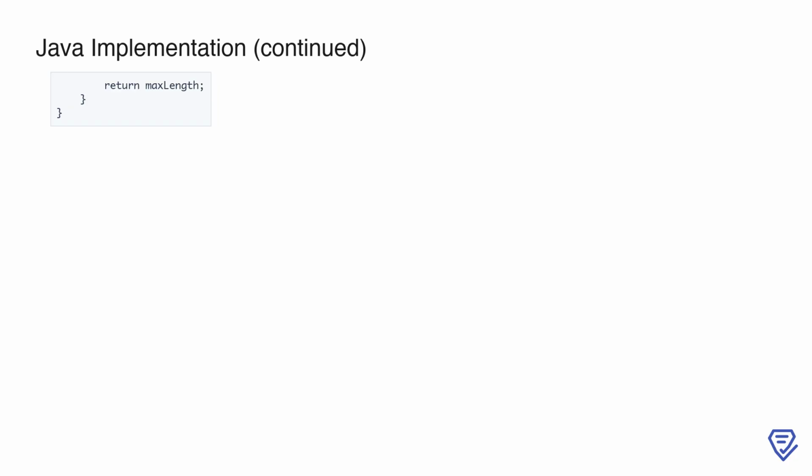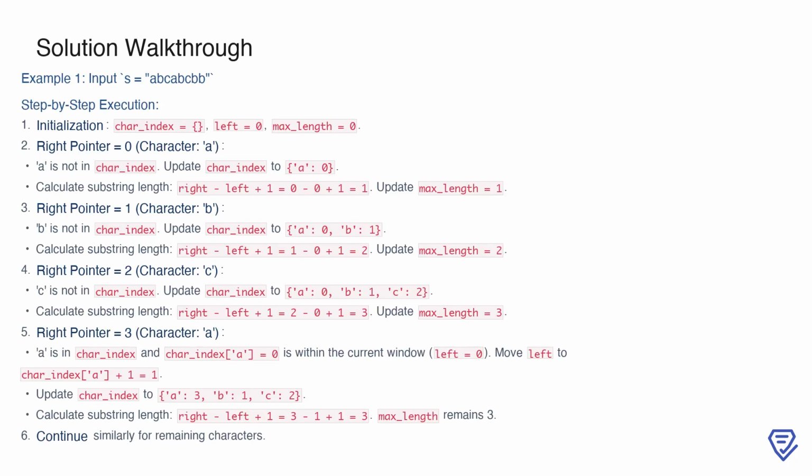This approach ensures an efficient solution with a time complexity of O(n), as each character is processed at most twice, once when it's added to the window and possibly again when the left pointer is adjusted. The use of a hash map allows us to quickly check and update character indices, making this implementation both clear and performant. To solve this problem, we use a sliding window approach with 2 pointers, left and right.